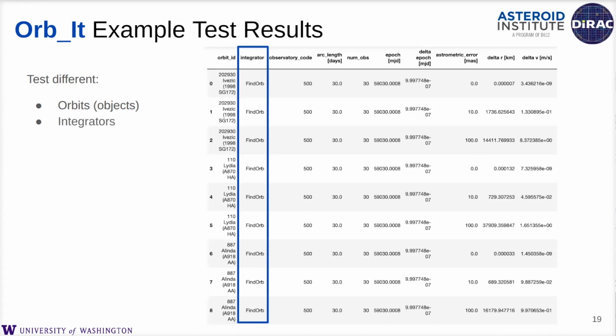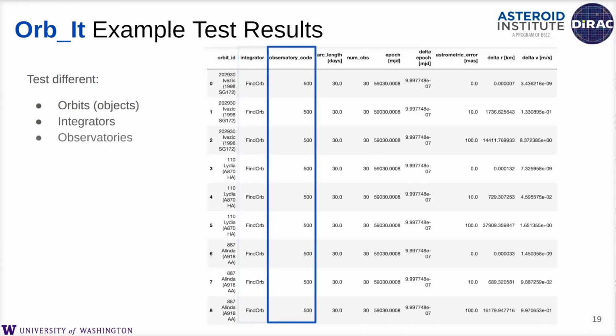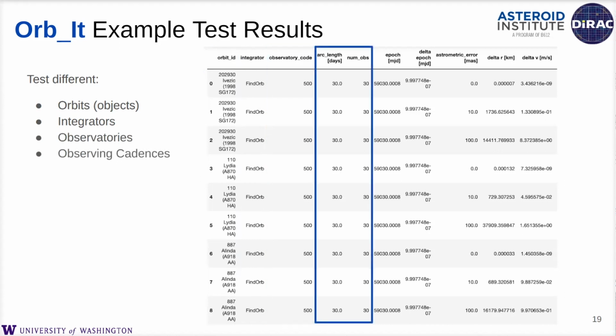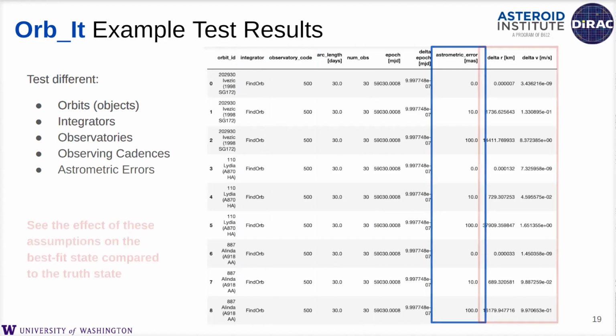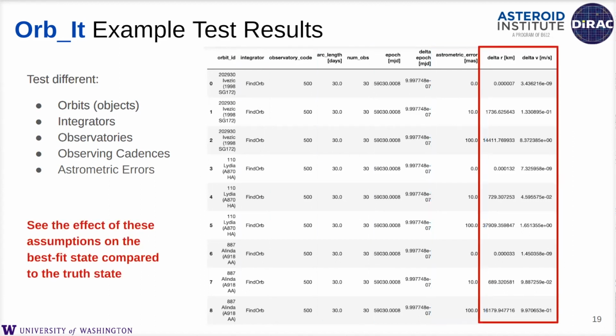You can see what integrator you're using. Imagine if I added more integrators, you'd also see OpenOrb and OrbFit listed here as well. You can iterate over the observatories. In this case, we're just doing the geocenter for simplicity. You can have different assumptions on the observing cadence and the total number of observations. And finally, and this is what we varied for this experiment, we can see the impact of different astrometric errors. In terms of the actual results, these are truncated. There are more columns added in this data frame.